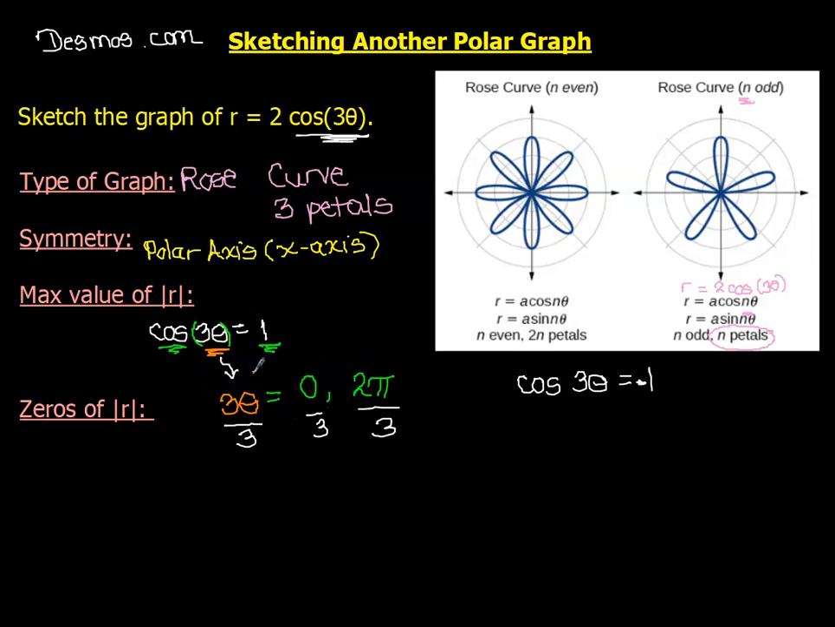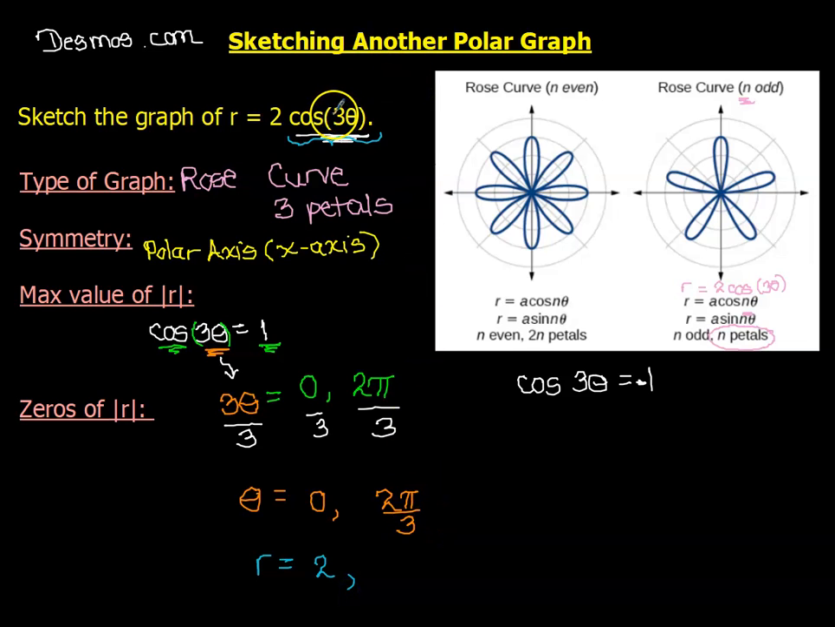And then you can just get theta by itself afterwards if a number is being multiplied to the angle. So in this case, theta will equal 0, and theta will equal 2 pi over 3. Why does this matter? This is where we want to remember cosine of 3 theta equals 1. If you were to replace theta with 0, cosine of 3 times 0 is cosine of 0, which is 1, and 1 times 2 is 2. So when theta is 0, r is 2.